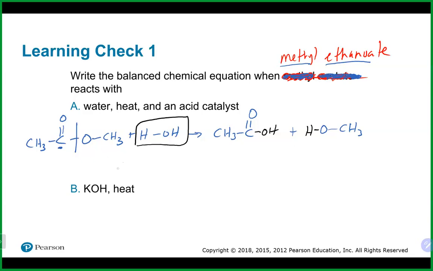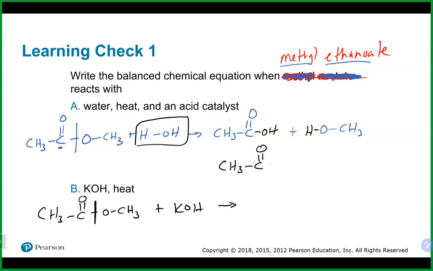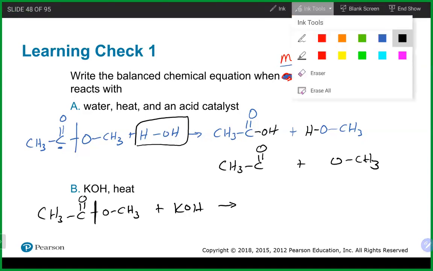Now doing the same thing here in the base aspect. We're going to actually add KOH here, so it is going to be a little bit different. We once again are going to break it apart right there. I'm just going to draw it up here. Now remember, in this case, when we do the base, the only thing that we really can put back together completely is the alcohol.